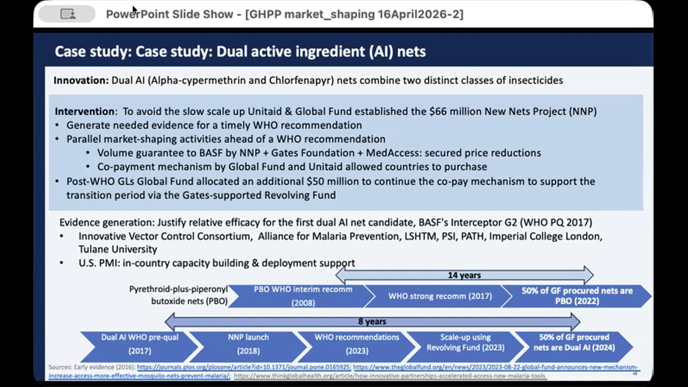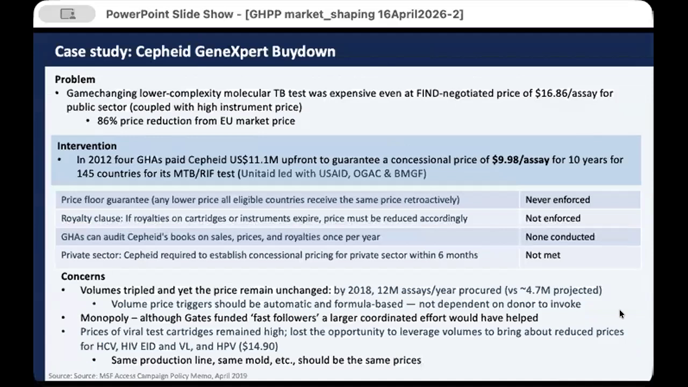Okay, with that, I hand it over to Sharonann for Cepheid. So many of us are familiar with the Cepheid story. A number of global health actors, four of them, got together and put cash on the table to the tune of more than $11 million in order to lock down a price of around $10 for Cepheid's TB test. It's the TB cartridge that went into the GeneXpert machines.